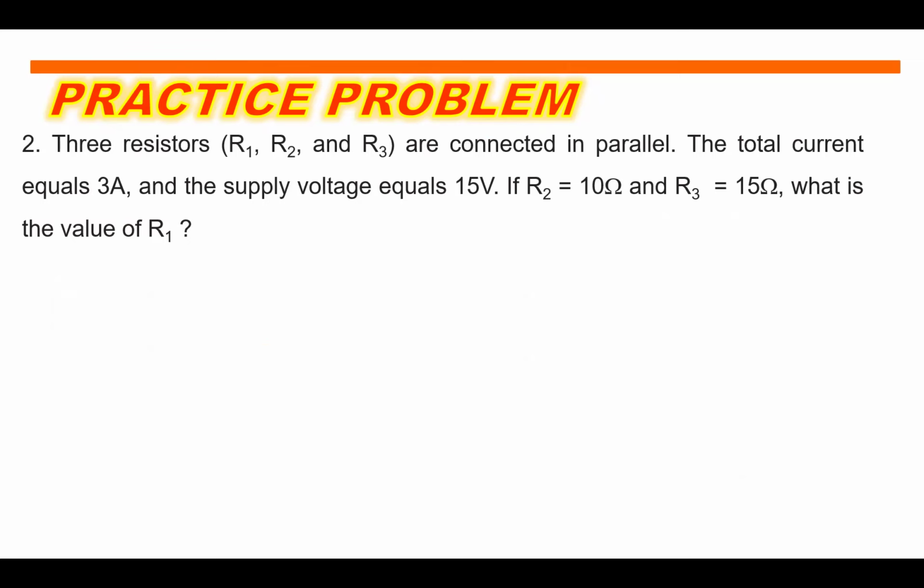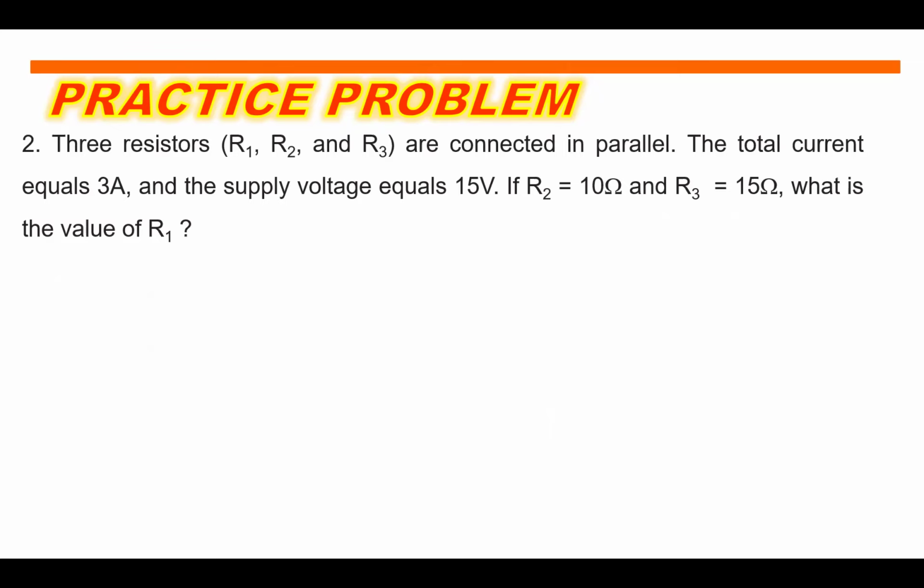Practice problem number 2. Three resistors, R sub 1, R sub 2, and R sub 3 are connected in parallel. The total current equals 30 amperes and the supply voltage equals 15 volts. If R sub 2 is equals to 10 ohms and R sub 3 is equals to 15 ohms, what is the value of R sub 1?